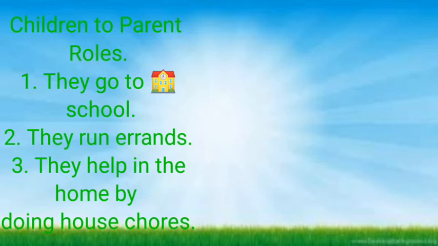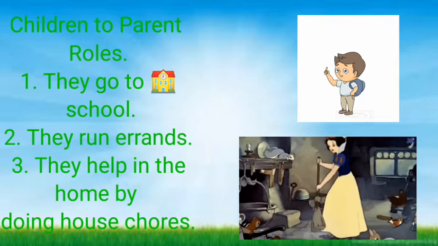Now let's move on to the children to parent roles. One, they go to school. So it is the responsibility of children to go to school. Your parents have sent you to school, so it is your responsibility to go to school. Then number two, they run errands for parents. When mommy says get this, they do that. When mommy says go and wash the car, they do it. So they run errands for their parents.